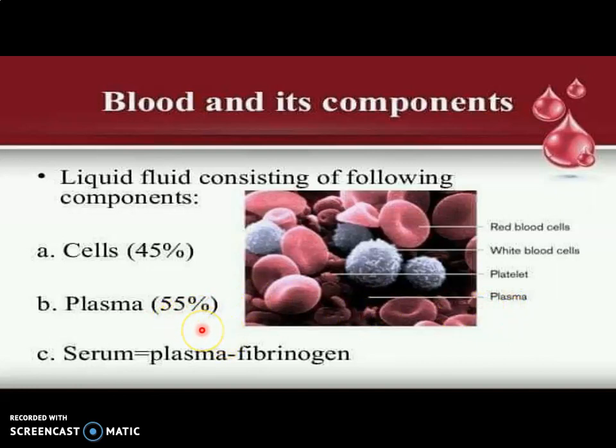We also have the serum, or we call them proteins, or plasma fibrinogen, that make up the plasma. Like I told you some time ago, because of these proteins, that gives the plasma its color. The color of the plasma tends to be a slight yellow-like color. That is because of these proteins, or what we call the serum.